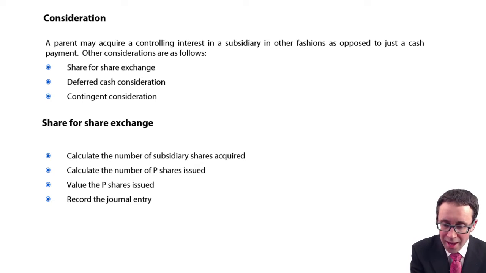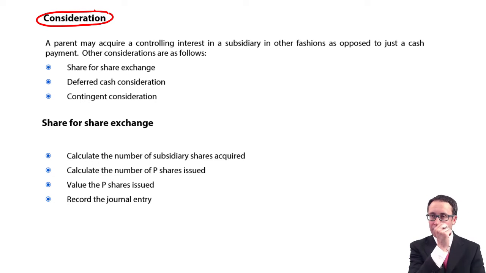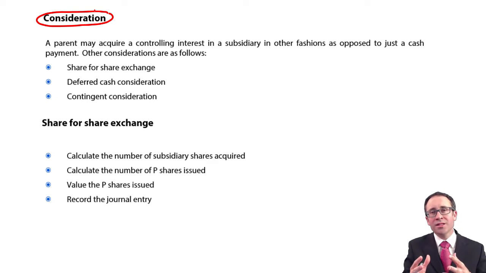Here we're going to be looking at the consideration, because what we've seen so far with regards to the consideration is that the parent has quite simply paid cash to buy the investment in the subsidiary. So they will have credited cash and debited the investment. In reality, however, when a parent is acquiring a subsidiary, it won't just pay cash immediately. There may be some other forms of consideration as well. And some of them are listed there.